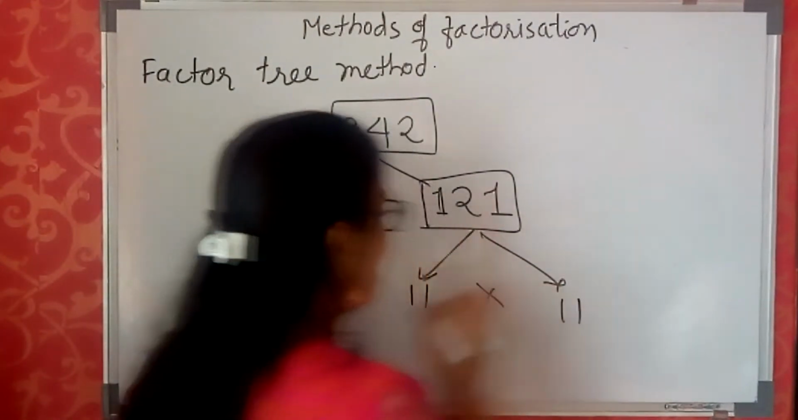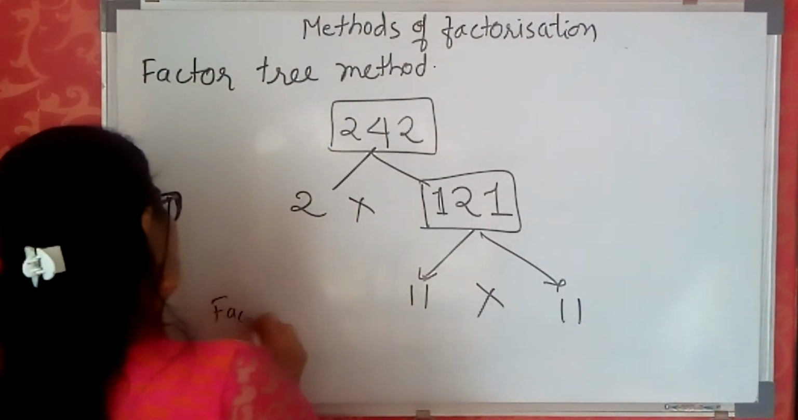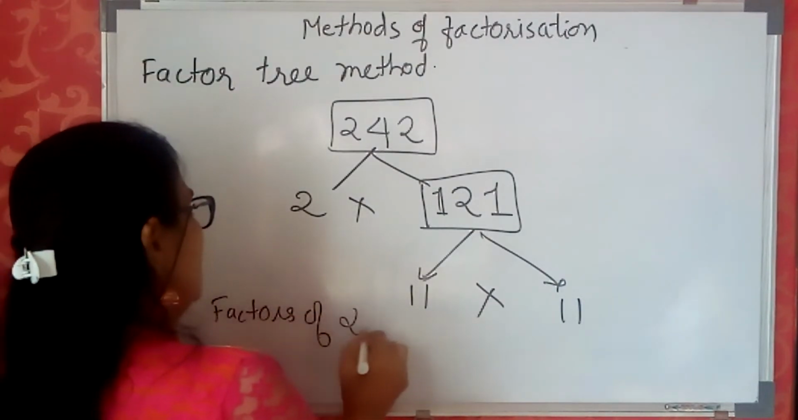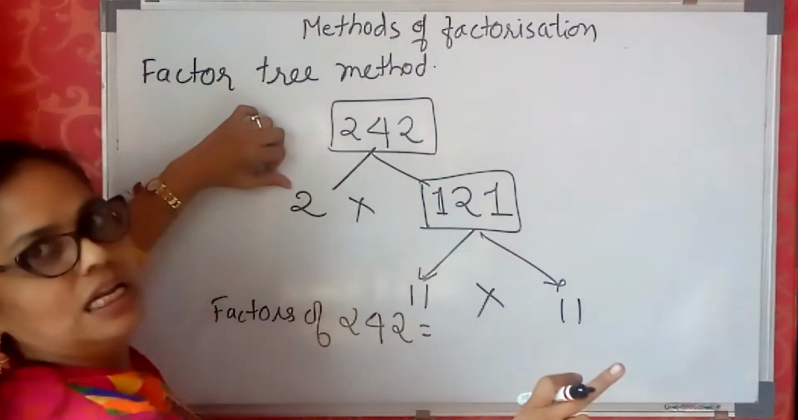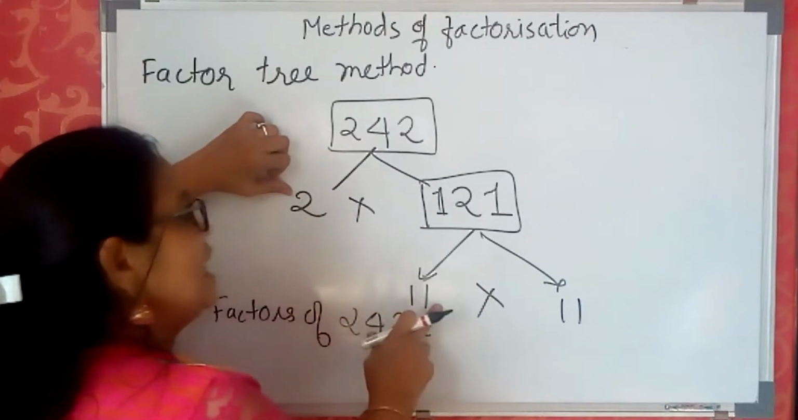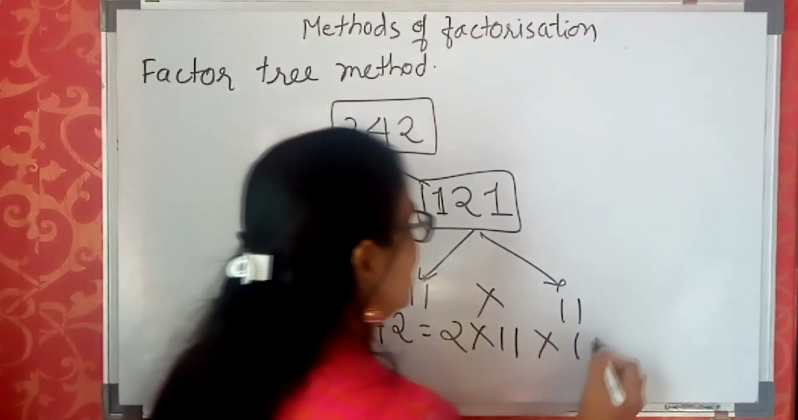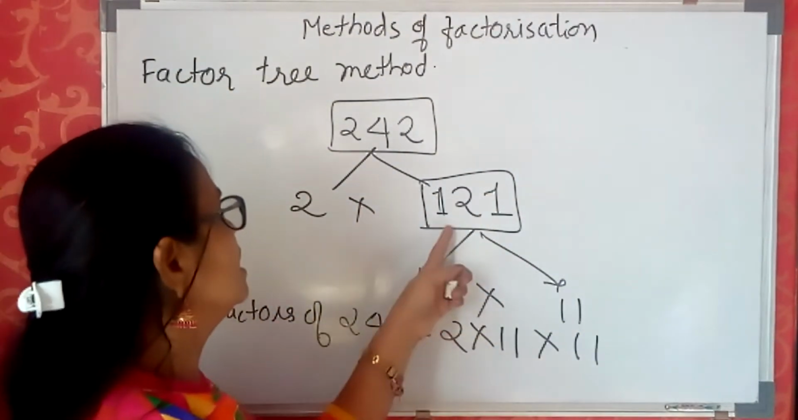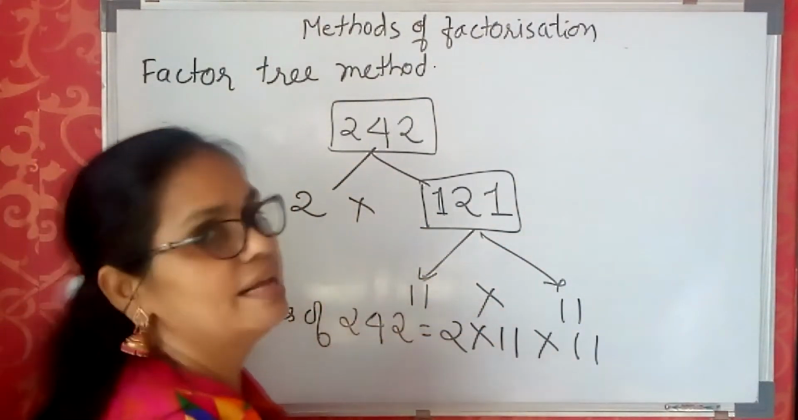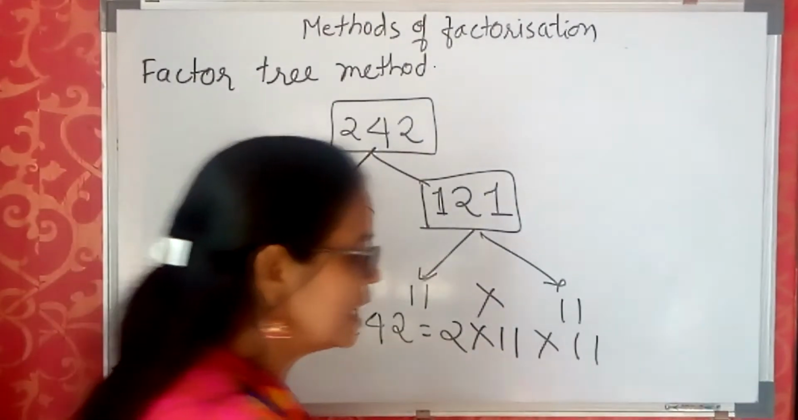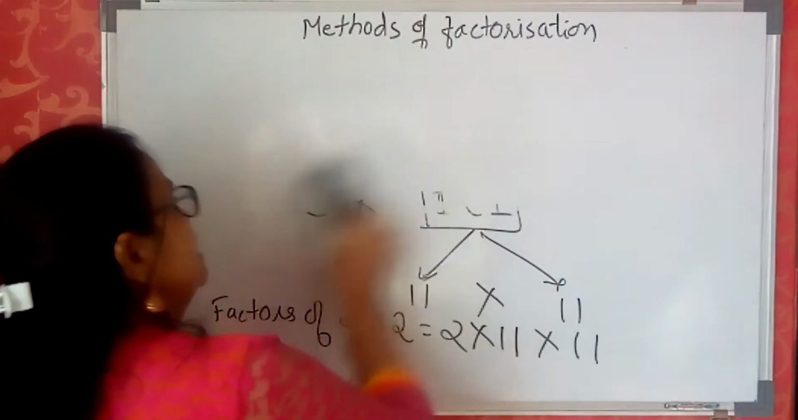So now look here. What are the prime factors of 242? Those factors should be prime only, right? Prime numbers only. So 2 and 11 are prime numbers. So 2 multiplied by 11 multiplied by 11. 11 elevens are 121, 2 times that is 242. This is called the factor tree method. Is that clear?